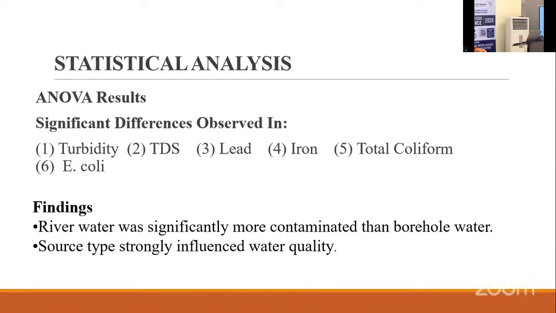The statistical analysis. The ANOVA results showed significant differences observed in turbidity, TDS, lead, iron, total coliform, and E. coli. The finding we obtained from the ANOVA results is that river water was significantly more contaminated than borehole water. Secondly, the source type strongly influenced water quality.